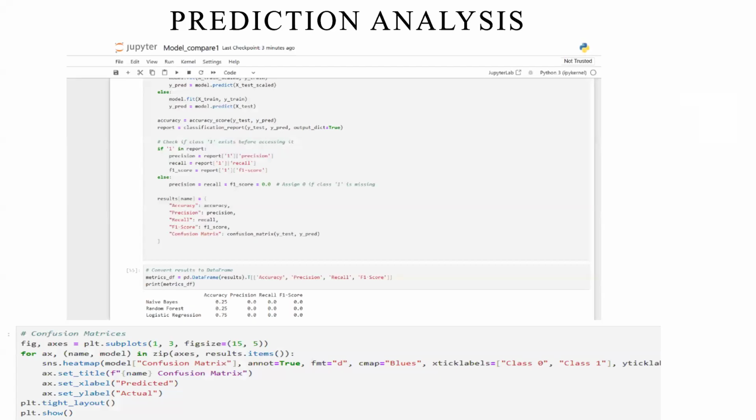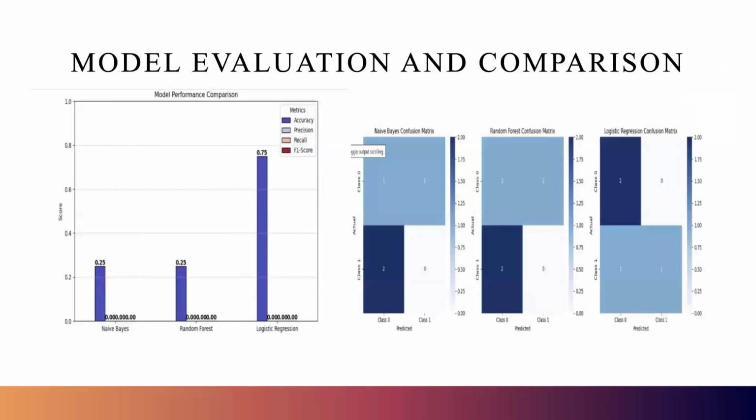Next slide. This slide shows the Python code comparing naive bayes, random forest, and logistic regression based on accuracy, precision, recall, and F1 score. Logistic regression performed best at 75% accuracy, while the confusion matrices highlight misclassifications and areas for improvement. Next slide. In conclusion, for the model evaluation comparison, we compared naive bayes, random forest, and logistic regression, with logistic regression achieving the highest F1 score of 0.75, and confusion matrices show it best balances precision and recall, making it the most suitable model for the dataset.